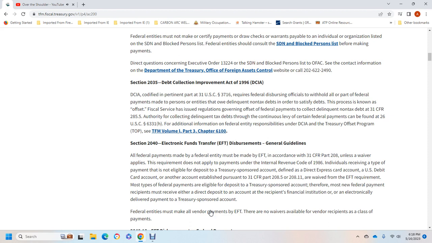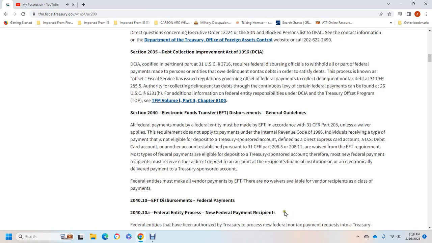Waivers of the electronic funds transfer requirement exist, but most federal payment recipients are eligible to deposit to a Treasury-sponsored account. Therefore, most new federal payment recipients must receive either a direct deposit to an account at the recipient's financial institution or an electronically delivered payment to a Treasury-sponsored account. Federal entities must make all vendor payments by electronic funds transfer if there are no waivers available to the vendor recipients or class of payment.